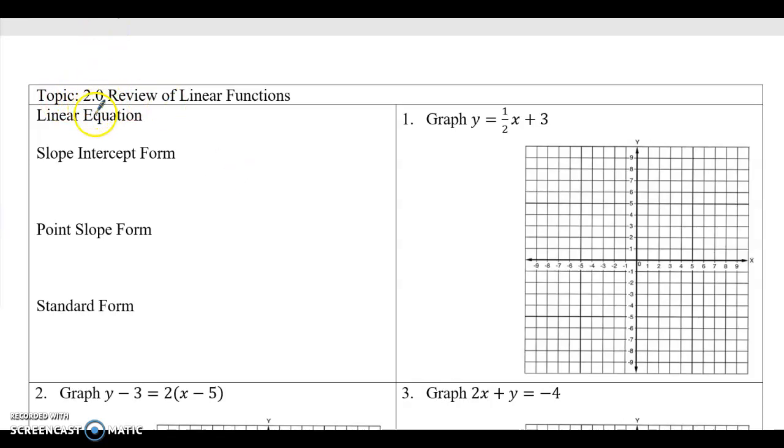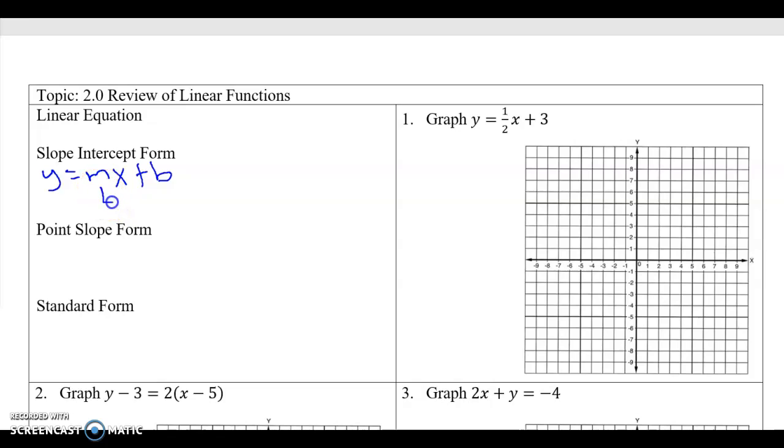So today's topic is 2.0 because we are moving away from equations and we are moving into linear functions now. So graphing linear functions. There are three different types of equations that we can see. Our favorite one, or the easiest one, is in slope-intercept form. So that would be y equals mx plus b.